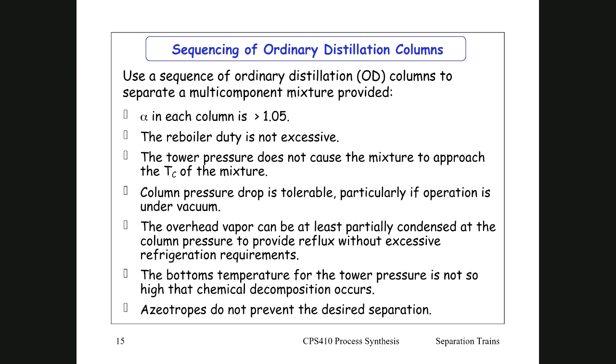So generally, you will use ordinary distillation to make your separations. Use a sequence of ordinary distillation columns, provided the alpha in each column is greater than 1.05. So when it gets less than 1.05, start worrying that the column will be too big, that it will either have too many plates, or it will need too much of a reflux ratio, or both.